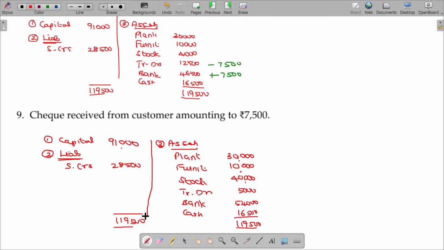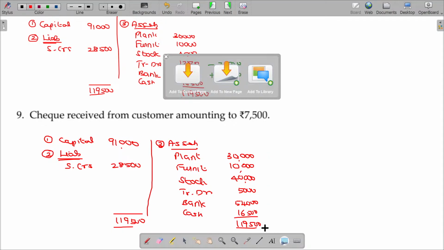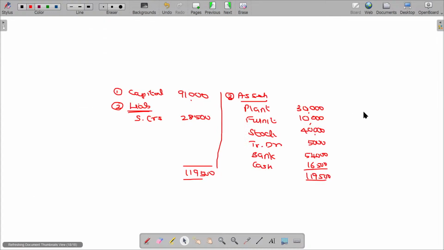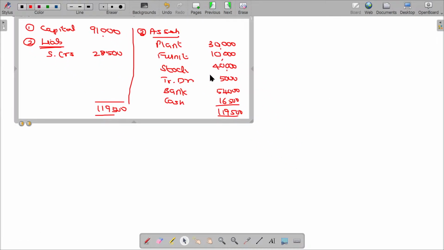Keep the total value also, because the next question is also about that. For every transaction, what could be the impact in the assets? What could be the impact in the liabilities and capital? Is there any change in the balance sheet's total? All these questions may be asked in the next question, next illustration. Is that okay? Now we'll move on to the next one. Ninth one is over, right? Shall I move on to the next one? 10th one.